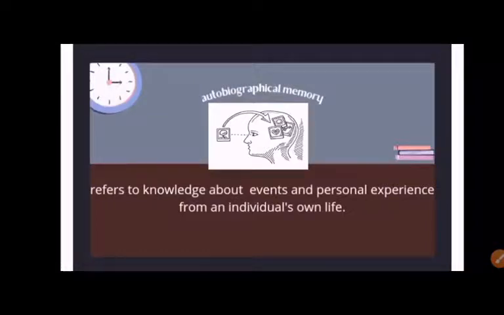The third type of explicit memory is autobiographical memory. It refers to knowledge about events and personal experiences from an individual's own life. It is the memory for one's personal history. For example, the first time learning to drive a car, and even such memories as where we were born.